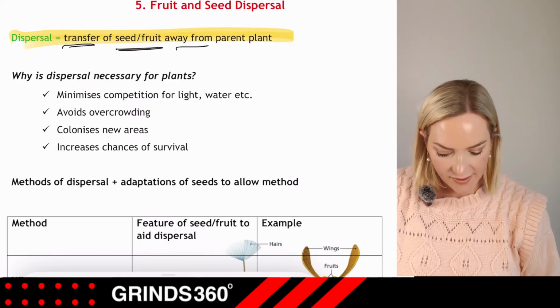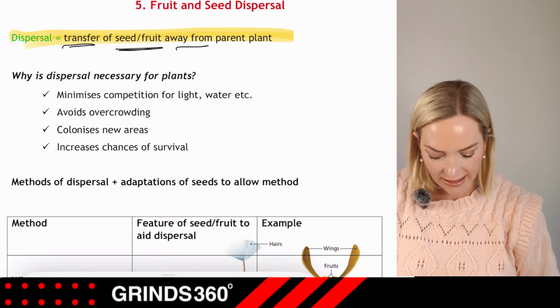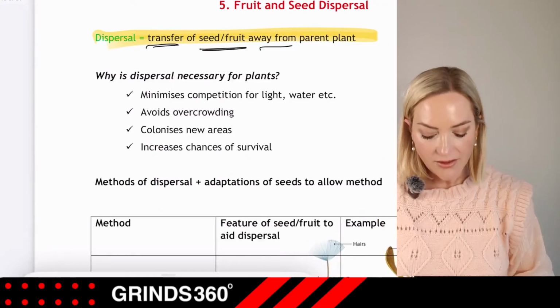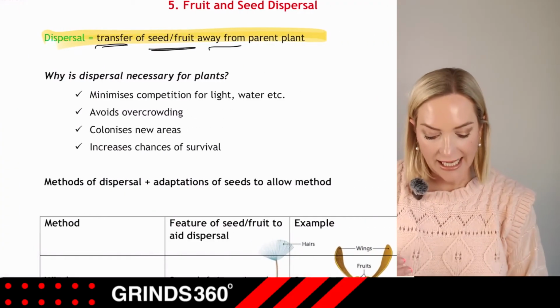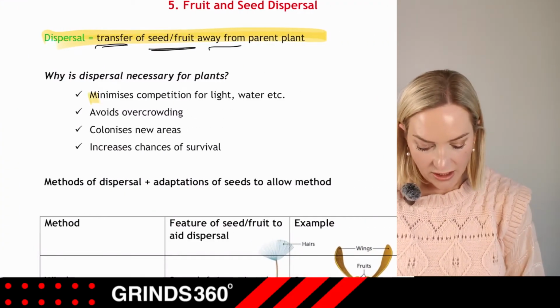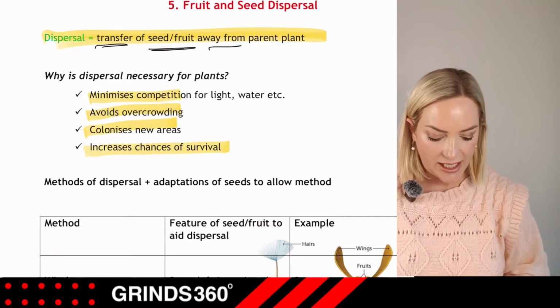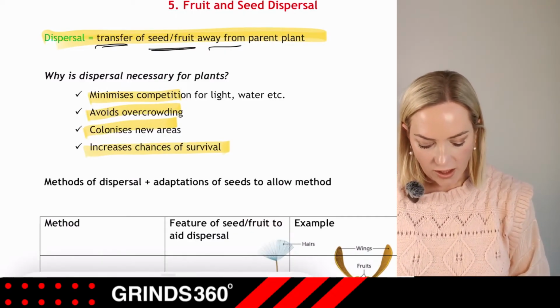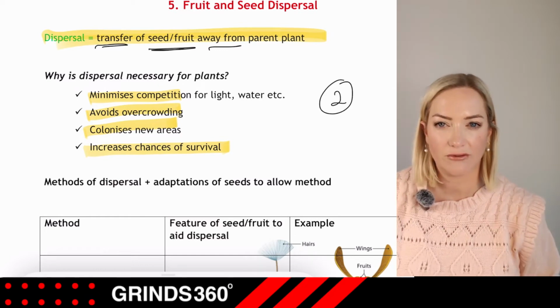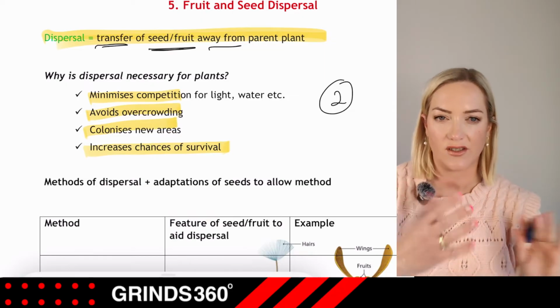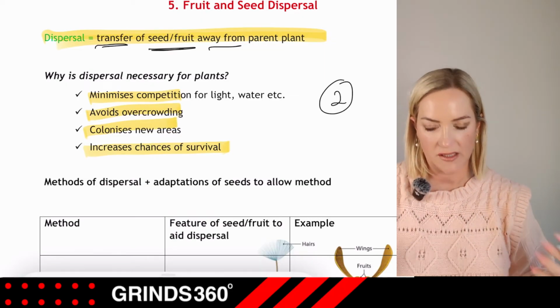So why is dispersal necessary in plants? It can minimize competition, avoid overcrowding, colonize new areas, and increase chances of survival. So I would know at least two reasons there why we need dispersal. What is dispersal? What's an advantage of dispersal? What's a benefit of dispersal?